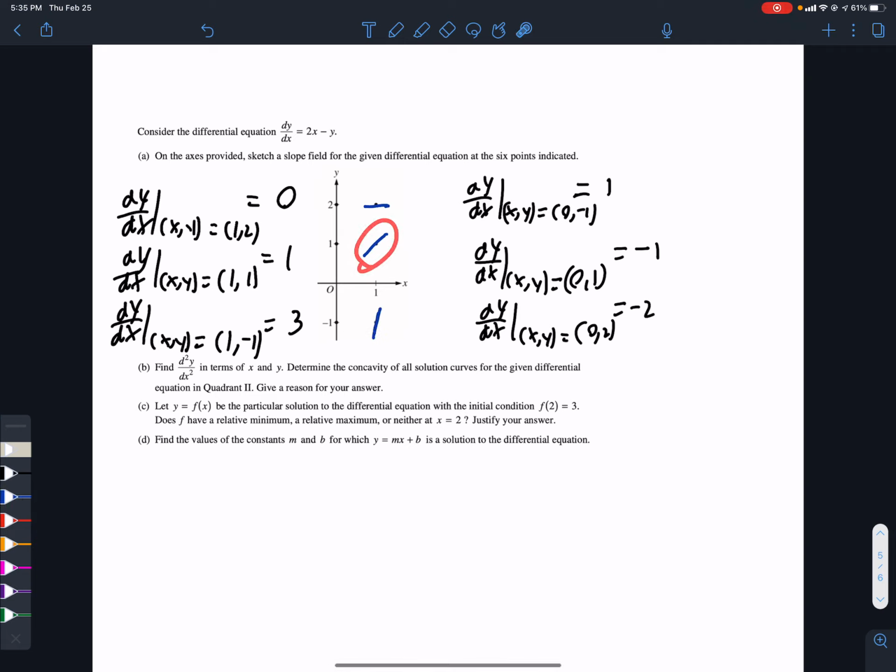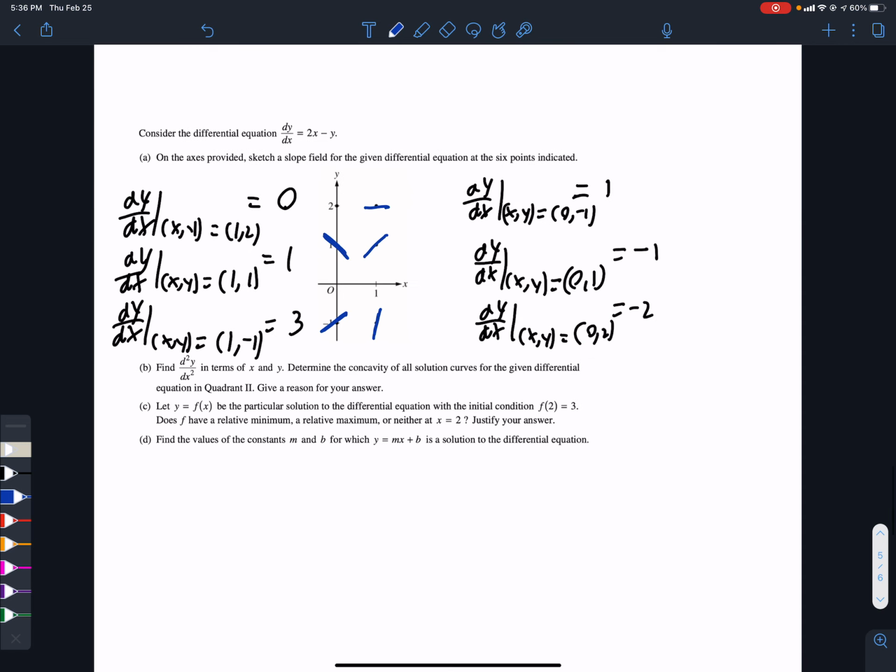Steeper than that. Then at 0, negative 1, I got a 1. So I can do a slope of 1. Make sure your rise and your run are pretty close. Then at 0, 1, I got negative 1. So here I do a slope of negative 1. And at 0, 2, I have a slope of negative 2. I just have to make it steeper than the negative 1, but not as steep as that.